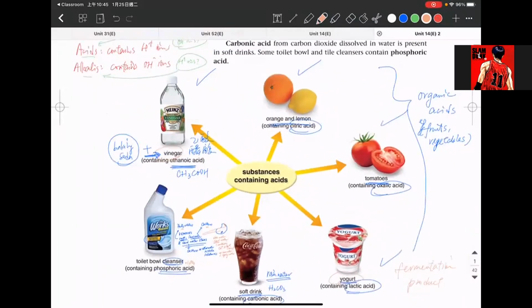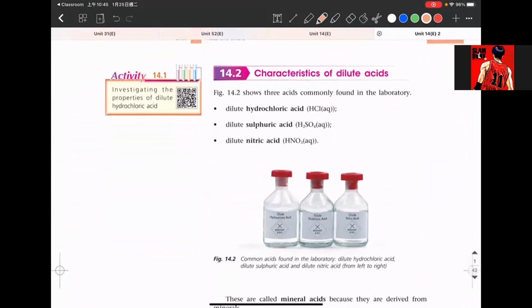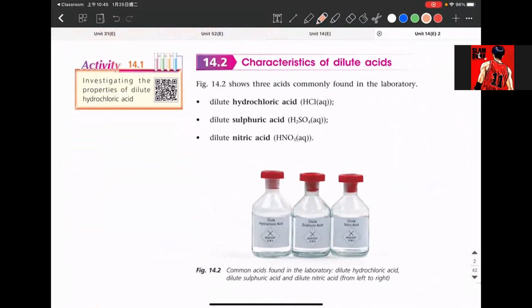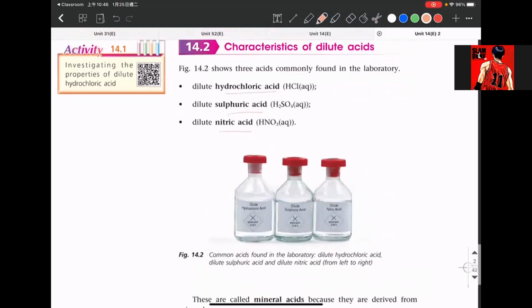So we come to this, just having daily life items, so we will have the characteristics of dilute acid. So how about in our school lab? In the school lab, three acids are commonly found. We call them HCl, H2SO4, and HNO3. Hydrochloric acid, 鹽酸 or 氫氯酸, sulfuric acid, 硫酸, and nitric acid, 硝酸. Of course, there may be more.